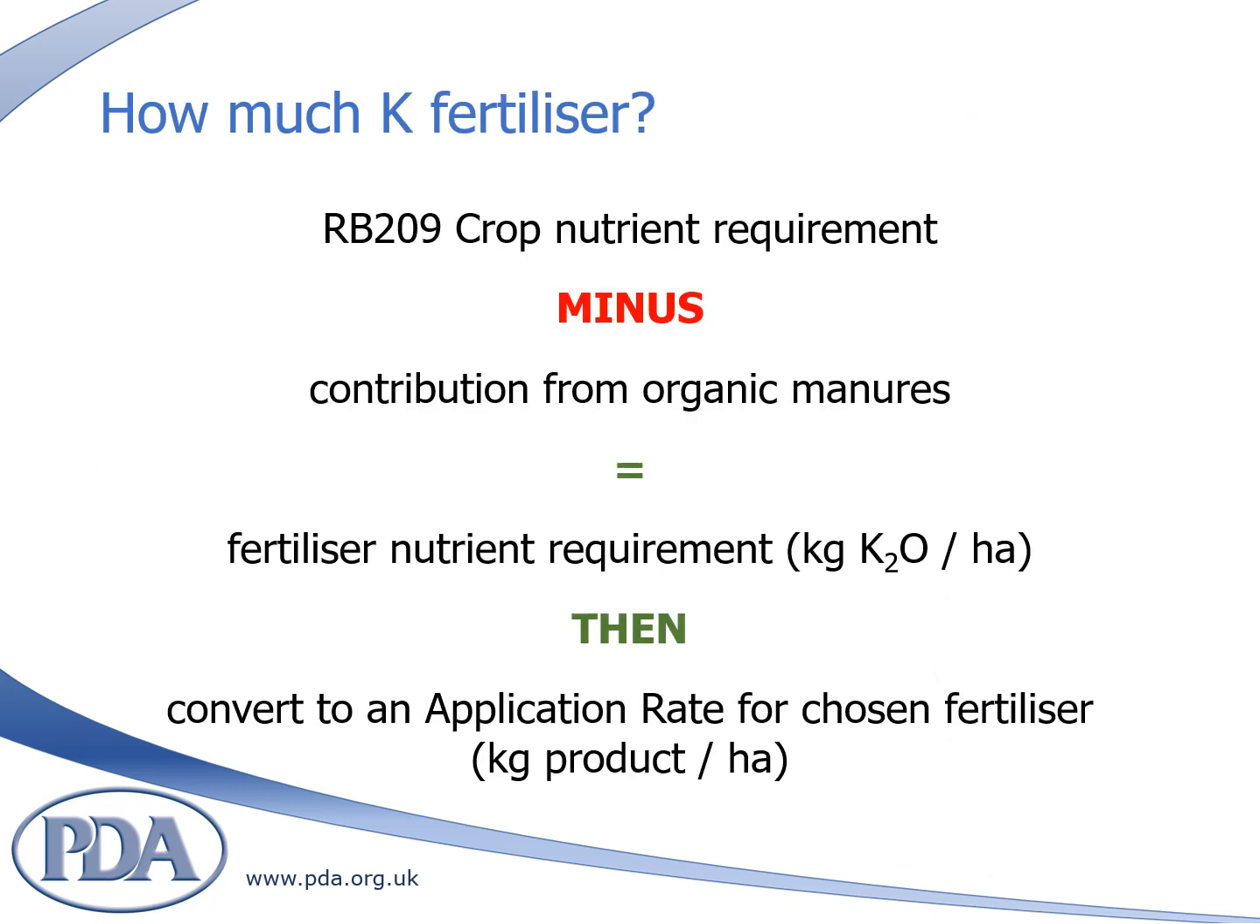Fertilizer calculations. Once a total nutrient requirement has been calculated, it is necessary to turn this into a fertilizer recommendation for application. The first step is to take into account any contributions from organic manures where they're available to work out the fertilizer nutrient requirement. This can then be converted into a fertilizer application rate by taking the analysis of the fertilizer being used into account.